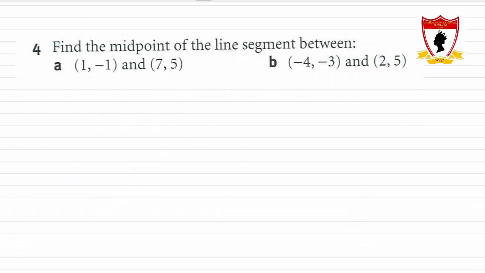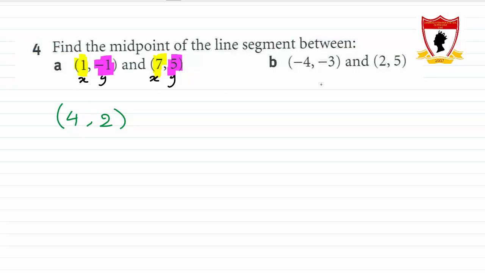Finding midpoint is pretty easy. We can find the midpoint by adding the x's in the coordinate together and the y's together. As you know, in any coordinate, the first number always stands for x, the second number stands for y. X, y. 1 plus 7 is 8. Divide by 2. 8 divided by 2 is 4. Negative 1 plus 5 is equal to 4 divided by 2. 4 divided by 2 is 2. So this coordinate is the midpoint between these two.